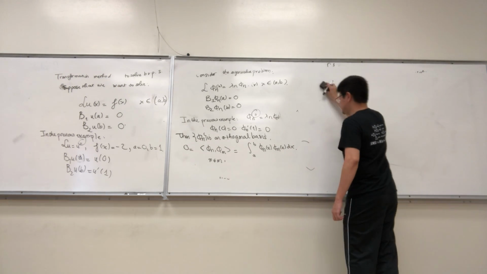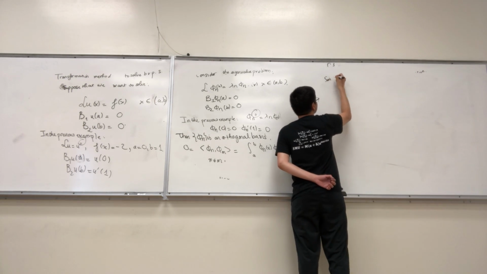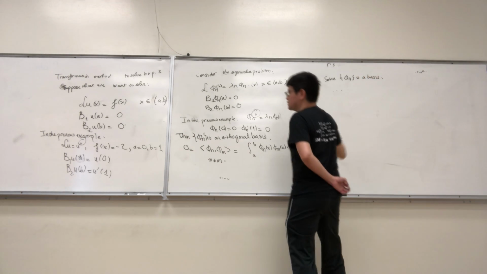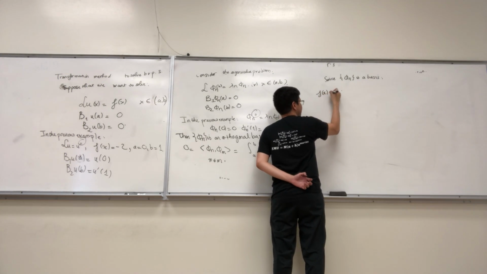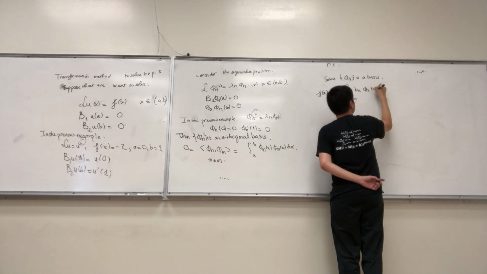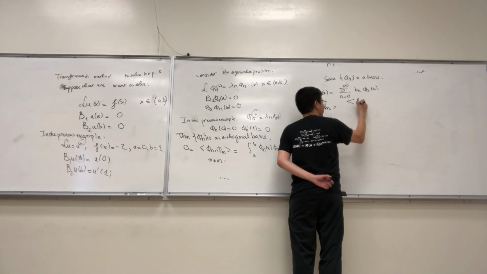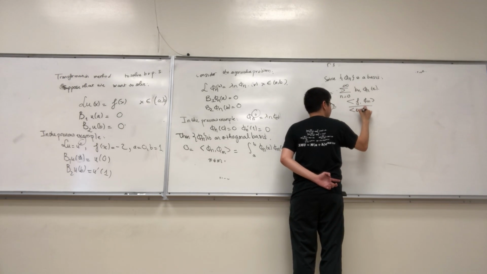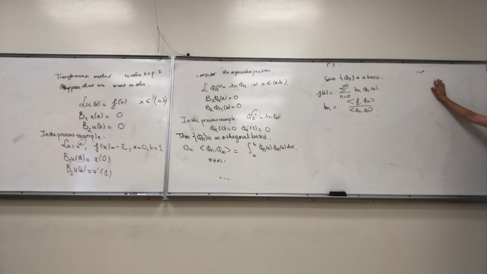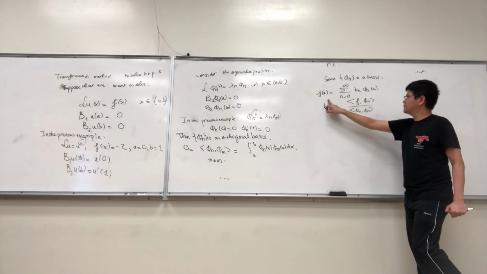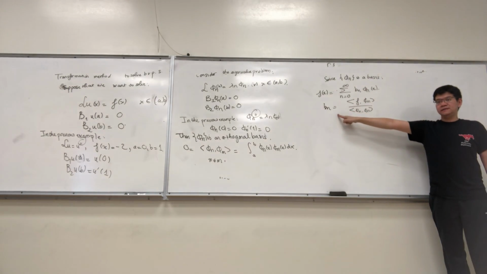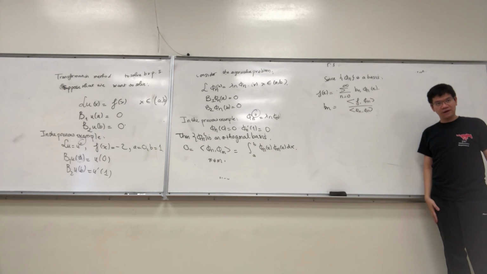Now since phi n is a basis, you can compute f(x) as the sum when n goes from 0 to infinity of bn phi n(x), in which bn is computed by the inner product of f and phi n divided by the inner product of phi n and phi n. Alright? So because phi n is a basis, you can expand f as a sum when n goes from 0 to infinity of bn phi n, right? In which bn is the inner product of f with phi n over the inner product of phi n with phi n, right?